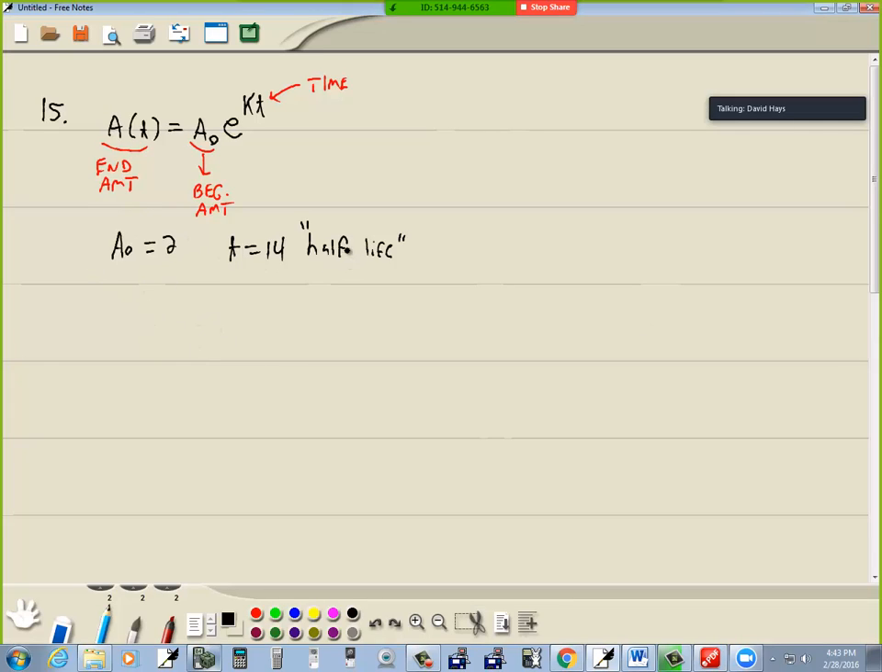Now, half-life. If it starts with 2 milligrams, half of that's going to be 1. So our ending amount is going to be 1. Our beginning amount was 2. That's why you have to read it carefully. If it says half-life or quarter life or whatever, then you have to apply it appropriately. So 1 equals 2 times e to the 14k. This is an exponential equation. Let me rewrite it first.